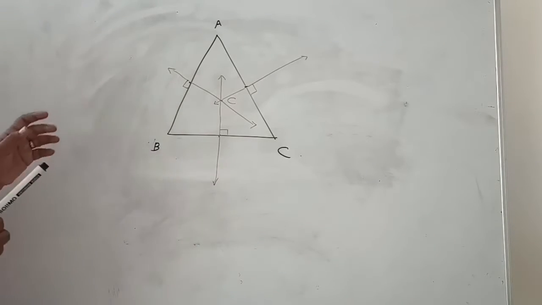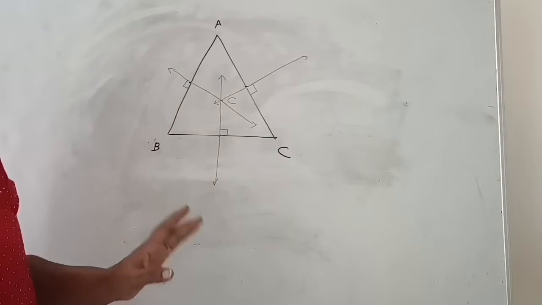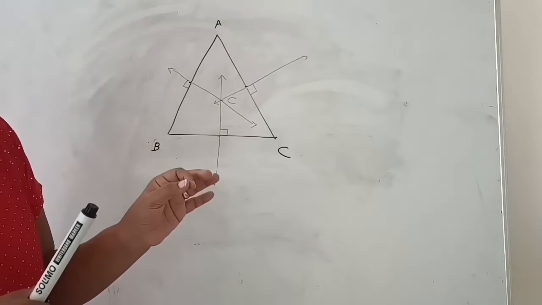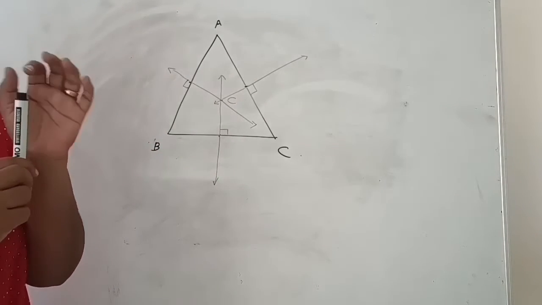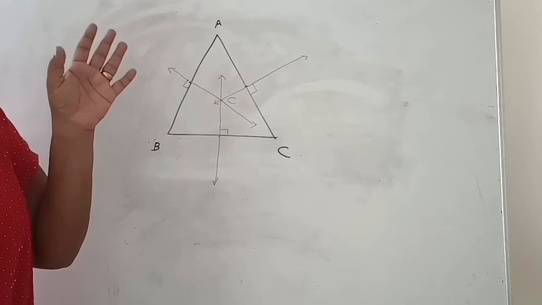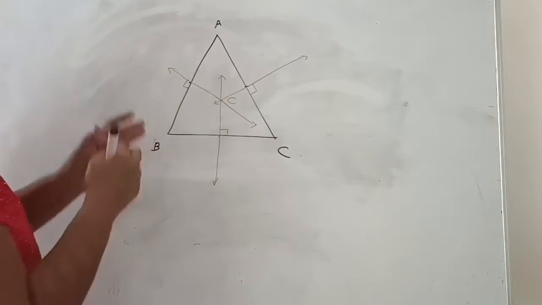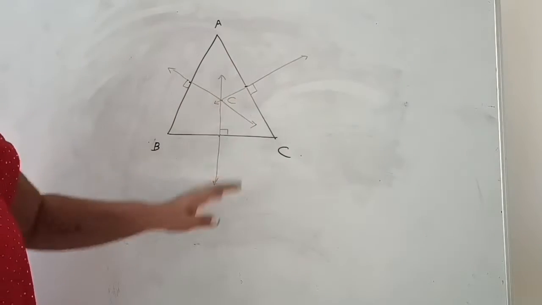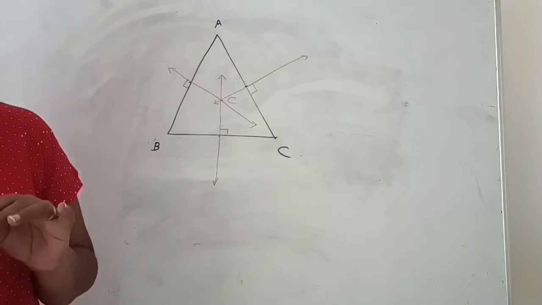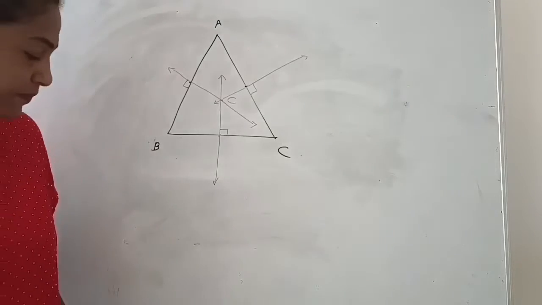Now, this particular point is unique, which means that for every triangle, the perpendicular bisectors will meet only at one point. So, a triangle cannot have multiple circumcenters. This particular circumcenter for any triangle is a unique point. Okay?